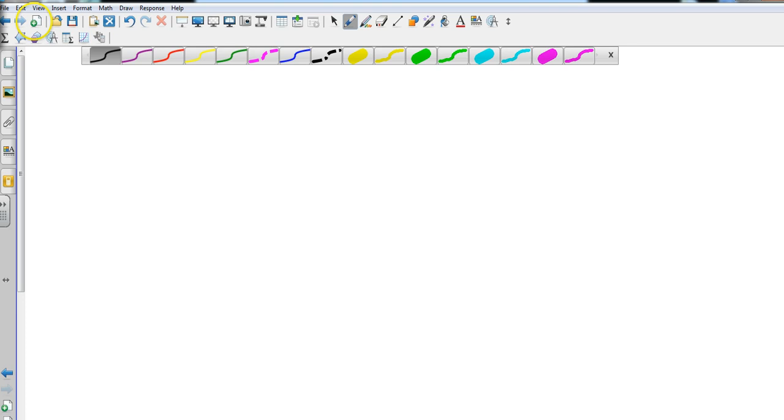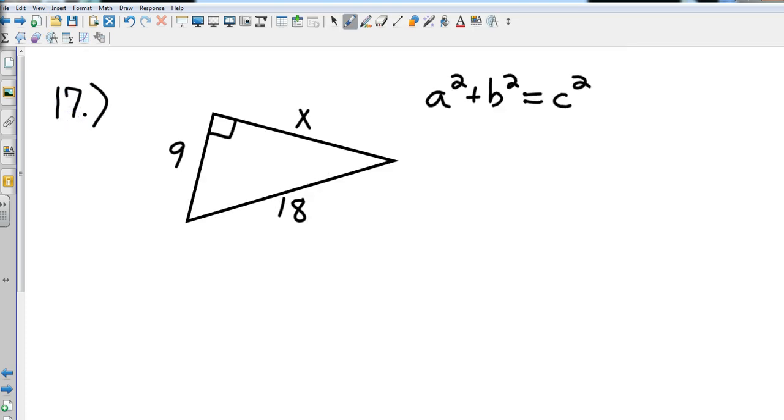So let's move on to 17. Okay, so in this one, this is going to be just a little bit different. They've given us the hypotenuse, which is the c squared, so that's going to be 18 squared. And then one of our legs, doesn't matter, you can make either one a and either one b. But we'll just work it like that.